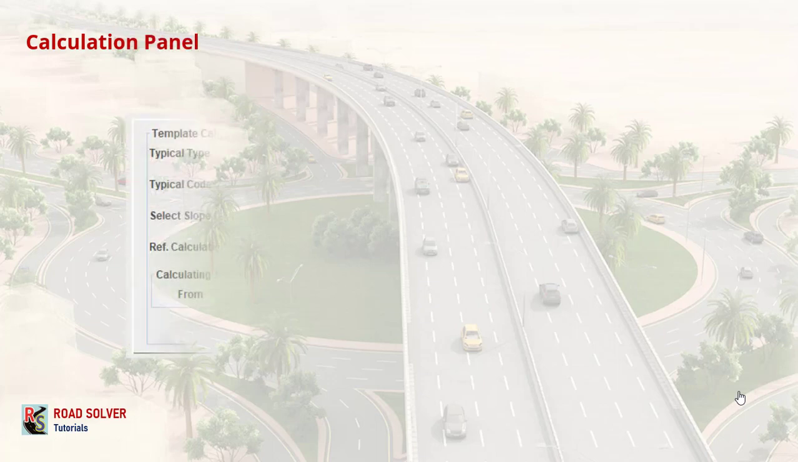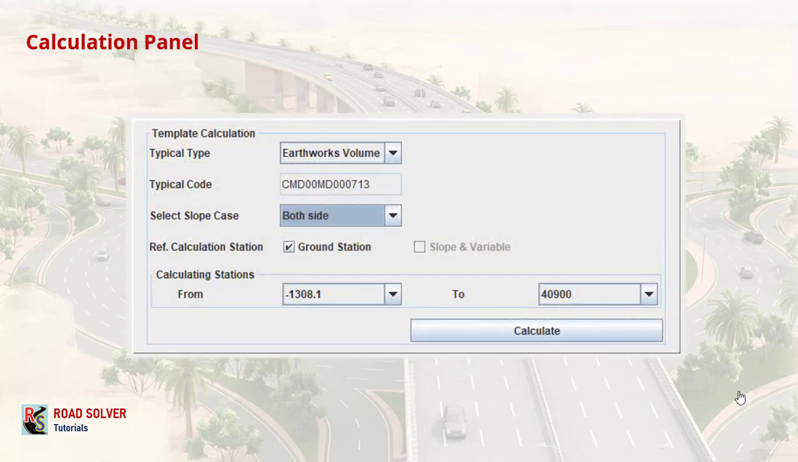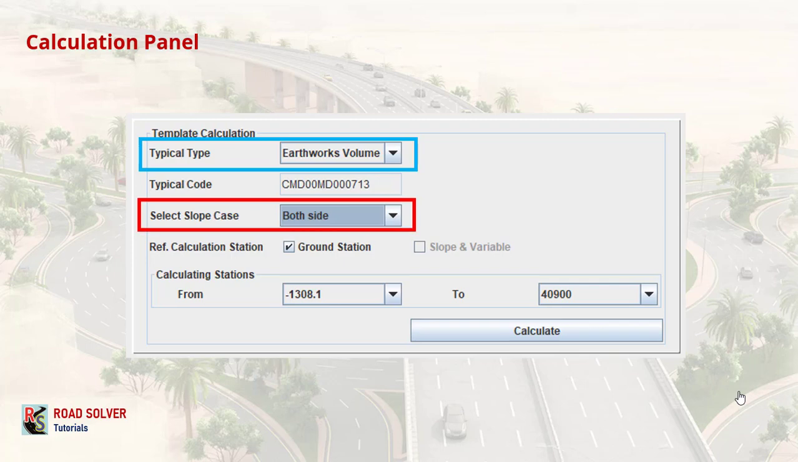Now to see the calculation panel from Road Solver. This is the panel for calculating the templates. First, you have to select the typical type, which is earthwork volume or pavement volume. Only these two types are calculated from the template here. The second is to select the slope case: both sides, right side or left side.